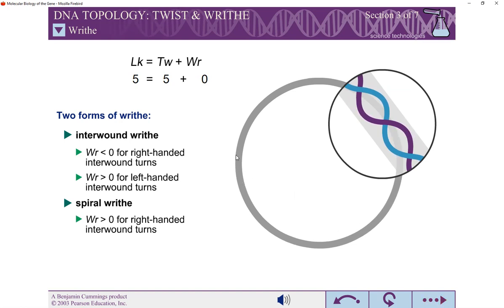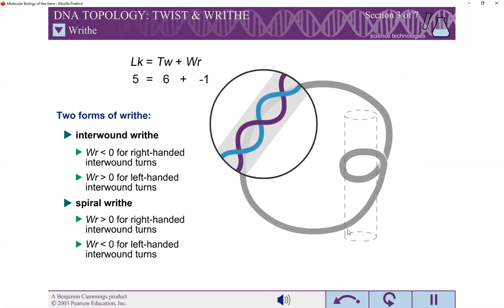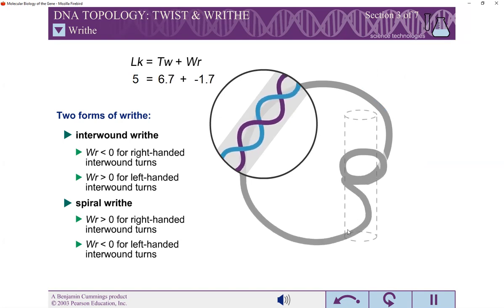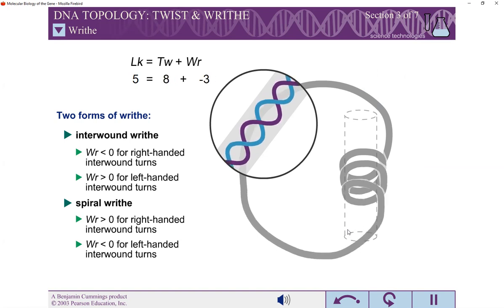Because here the DNA is winding in the opposite direction. That is why instead of decreasing the writhing number, this writhing number is going to be increased. If right-handed DNA writhes to form a left-handed spiral coil, the DNA must twist to accommodate the writhe. Therefore, left-handed spiral turns are assigned negative writhing numbers. Again, this is the opposite of left-handed interwound turns.